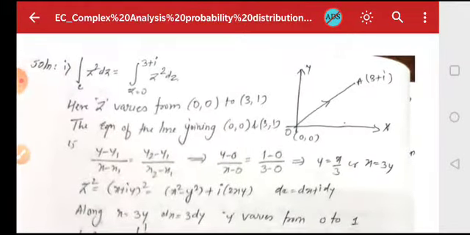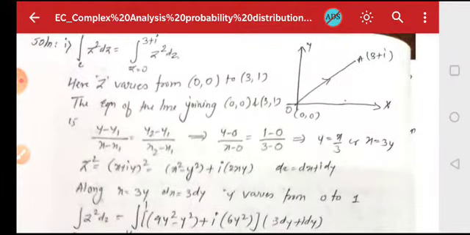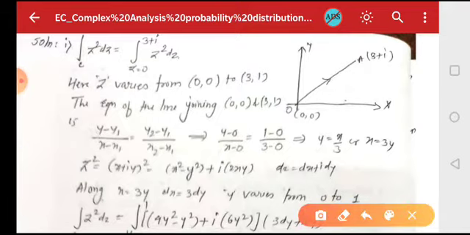So for the first, as z varies from 0, 0 to 3, 1, the integral over C of z square dz is the integral from z equals 0 to 3 plus I of z square dz. Now in the figure, you can see that the initial point 0, 0 means the origin, and 3, 1 means 3 plus I.